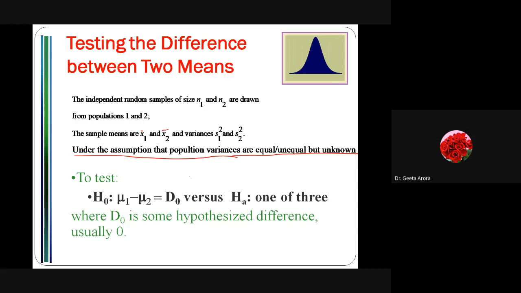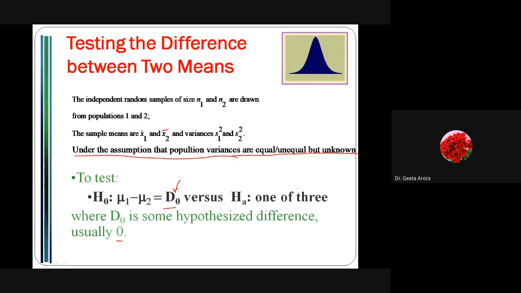Now what is D naught? D naught is again any value, which is usually taken as 0. As we have discussed in the last class also, for the Z test with a difference of two means, it's a very rare chance that some value is given to you. If some value is given to you, I have told you the formula there. Correct? But most probably, here it is also written that it is a hypothesized difference, which is usually 0.